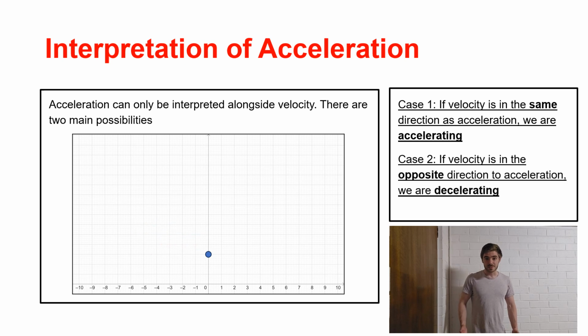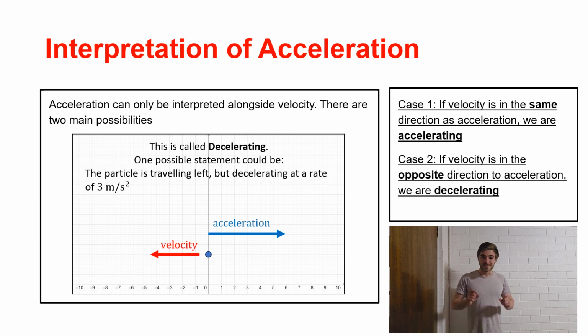The second scenario is if your velocity and acceleration are pointing in opposite directions. Under this scenario, you are considered decelerating. For example, if your velocity is negative but your acceleration is positive, then it means that your particle is moving to the left, but it's getting slower over time, and eventually it'll stop and then turn all the way around back to moving in the right direction.